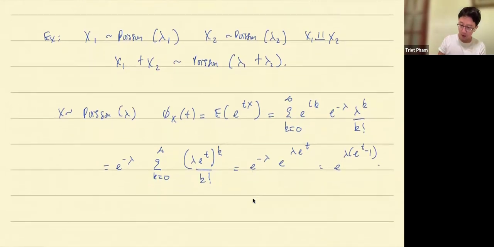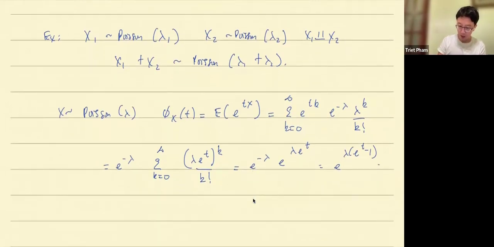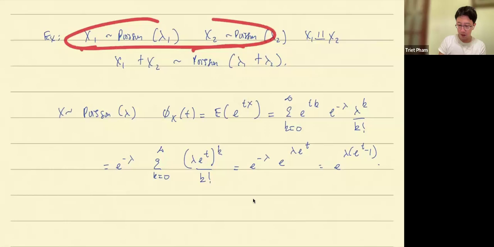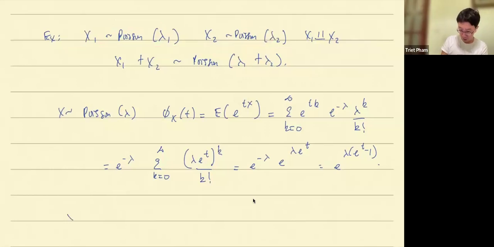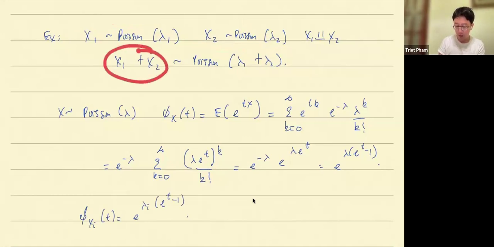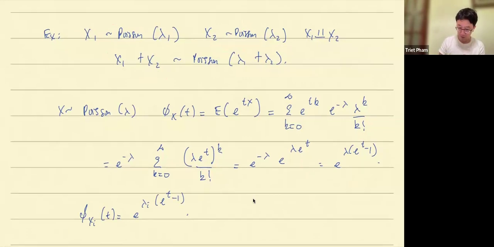And so now we know that X1 and X2 are Poissons. That's the hypothesis. Therefore, we know that the MGF of Xi is like that. Now we need to figure out the MGF of the sum, and show that it's of the same form. So how do we do this?